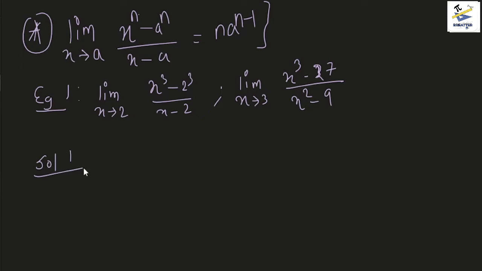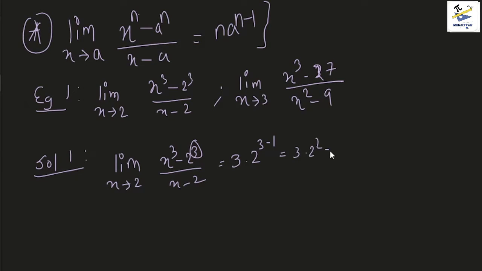Solution to 1. This is a direct application of the formula, so this is just for practice so that you remember what we are doing. So (x cube minus 2 cube) divided by (x minus 2). You can see n is 3 here and a is 2 here, so it should be n into a to the power n minus 1, right? This just evaluates to 3 into 2 square, which is basically 12, which is the answer.